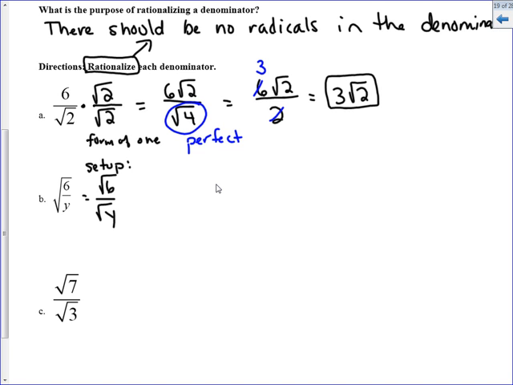And what's the goal of rationalizing? Why do we rationalize? What do we hope to accomplish? Get rid of the radical where? In the denominator. So no radical in the denominator. For square roots, that's really easy. All I do is look at my denominator and put it into a form of 1. So I have to multiply by a form of 1 so I don't change the value. And in this form of 1, we just match the denominator.